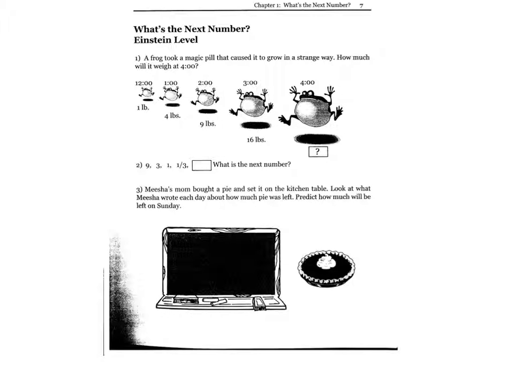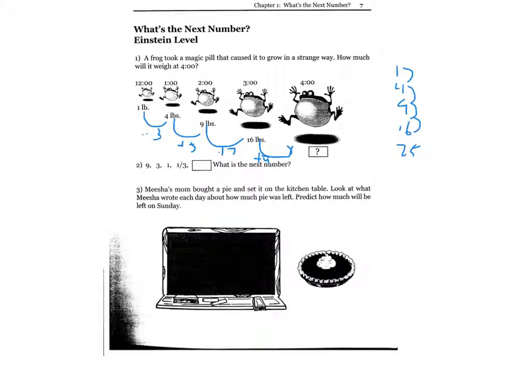In Einstein level for chapter 1, what's the next number? And so if we look at these, one way to look at the pattern is plus 3, plus 5, plus 7. So the next one's going to be plus 9. And that's just the pattern between the squares. So if you look at 1, 4, 9, 16, 25, you get the odd numbers going up as the difference. So plus 3, plus 5, plus 7, plus 9.